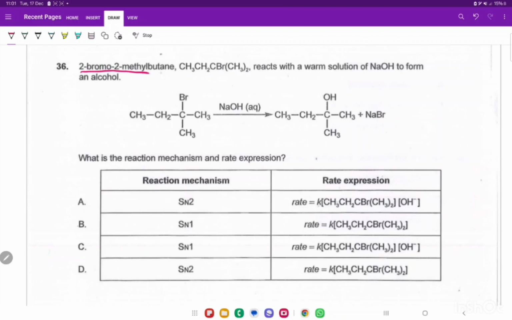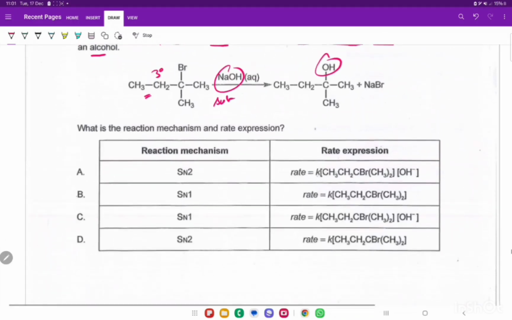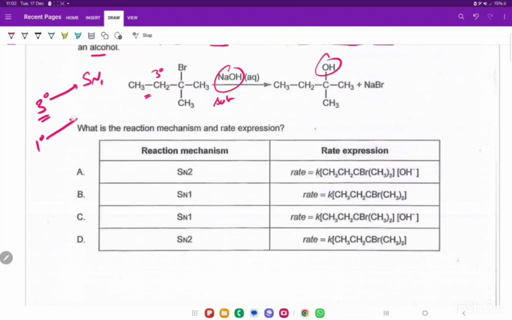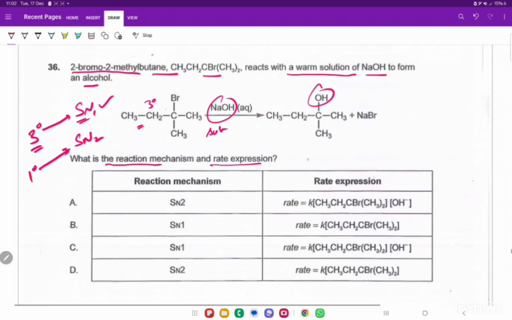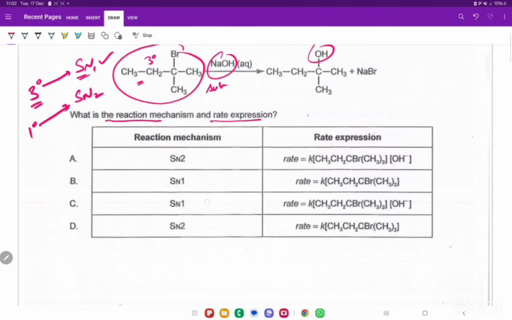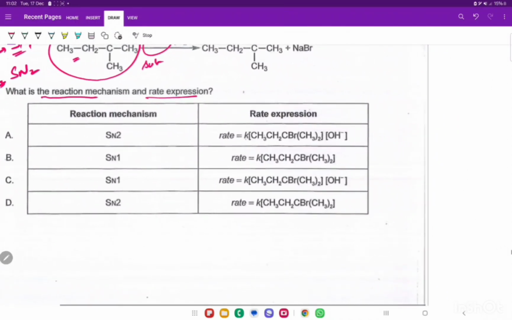Question 36. 2-bromo-2-methylbutane, which is my tertiary halogenoalkane, reacts with warm NaOH solution to form an alcohol. Substitution is taking place and converts it to an alcohol. Since it is a tertiary halogenoalkane, it always gives SN1. A primary one will give SN2, a tertiary gives SN1. He's asking what the reaction mechanism and rate expression are. Since it is a unimolecular reaction, the rate expression will contain only my halogenoalkane. The answer is SN1, with halogenoalkane only in the rate expression.